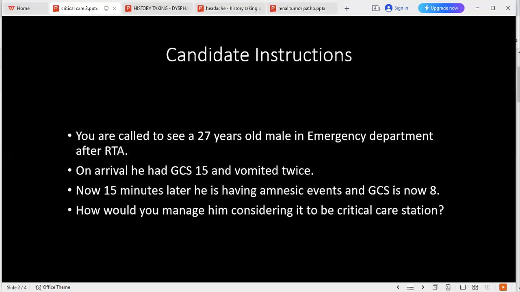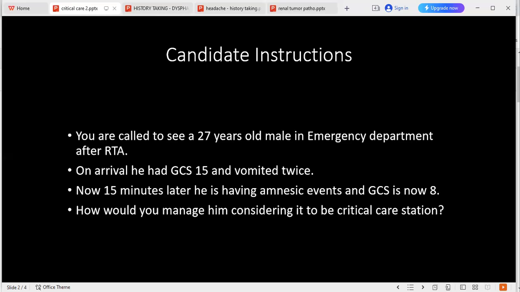What do you understand by the term lucid interval? So lucid interval is the temporary time frame where the patient had a temporary improvement of the consciousness after a trauma, and then sudden deterioration of the conscious level. Can you tell me the pathogenesis, or the pathophysiology, behind increased intracranial pressure?